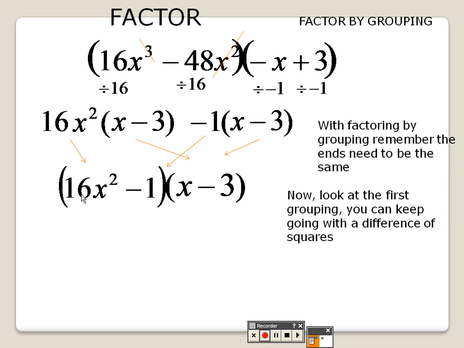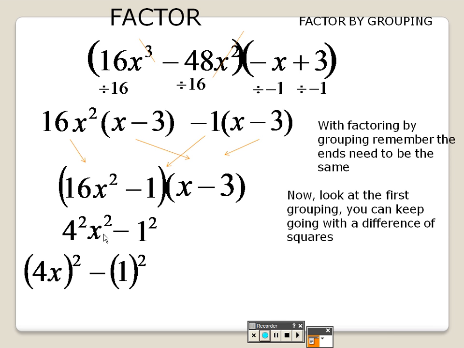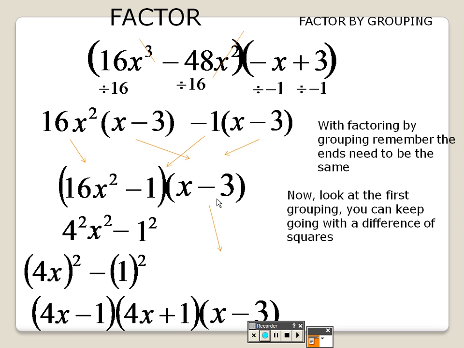Can you rewrite 16 as something squared? Yep, you can rewrite that as 4 squared. Can you rewrite 1 as something squared? Yep, you can rewrite that as 1 squared. So the point is, this is a difference of squares. That together is a 4x, and that is a 1. So I can actually rewrite this as 4x minus 1 and 4x plus 1, and I can drop down the x minus 3, and there is that completely factored.